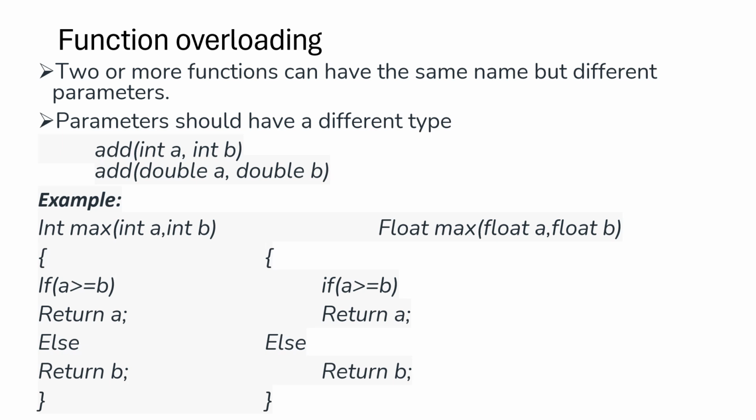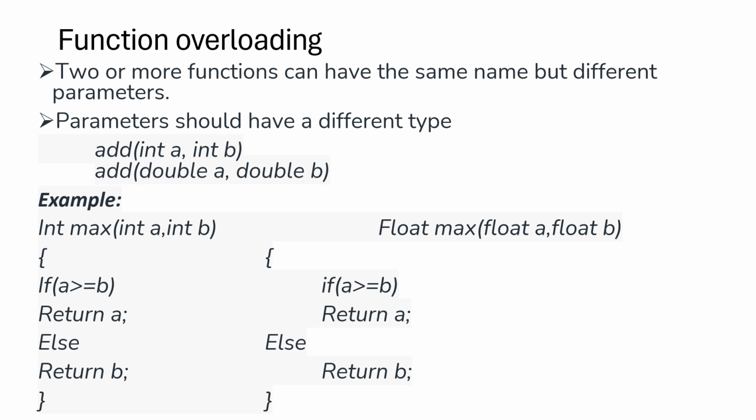Next is function overloading. The same definition is repeated: two or more functions, same name, different parameters. It is another example. Add is the function name. So what will be the parameters? In one we are declaring the parameter as an integer. In another we are declaring the parameter as a double. So this is a simple example.